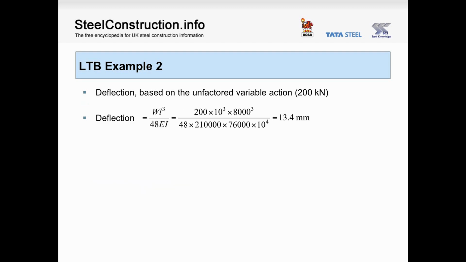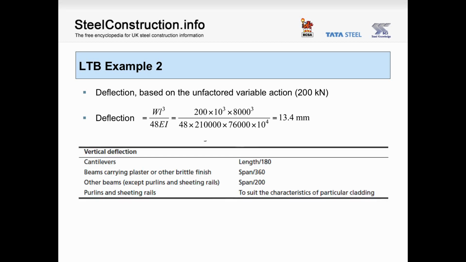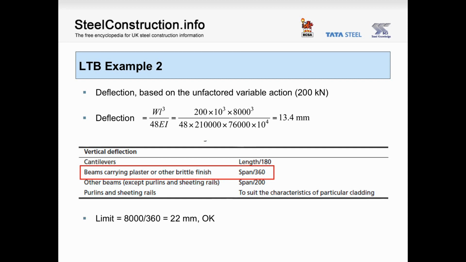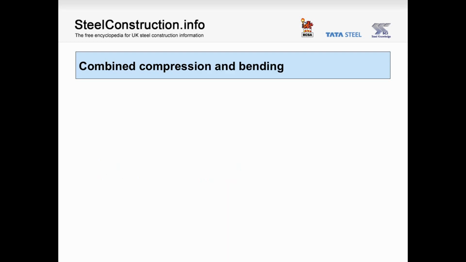We do need to check the deflection, and we check the deflection using the characteristic combination of actions, but without including the permanent actions. So therefore the deflection is calculated based on the unfactored variable action. We calculate the deflection as 13.4 millimeters. The limit is taken from the table in the UK National Annex. In this case, we will take the more onerous limit of span divided by 360. The limit therefore is 22 millimeters. Our actual deflection is 13.4, and therefore the deflection check has been satisfied.